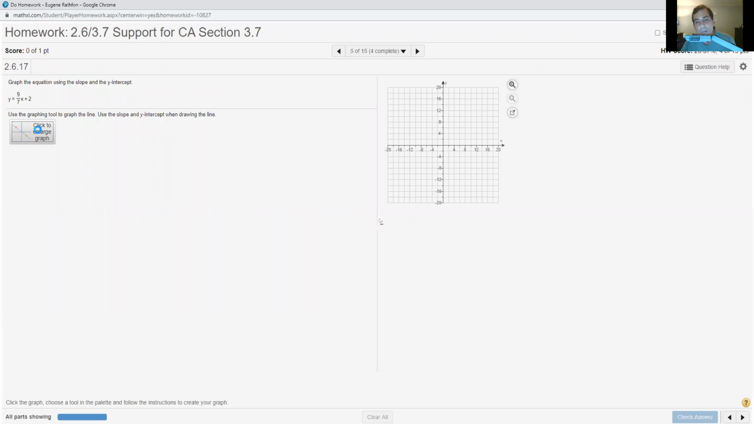Well, it's being slow now, right? All right, there's my graph finally.